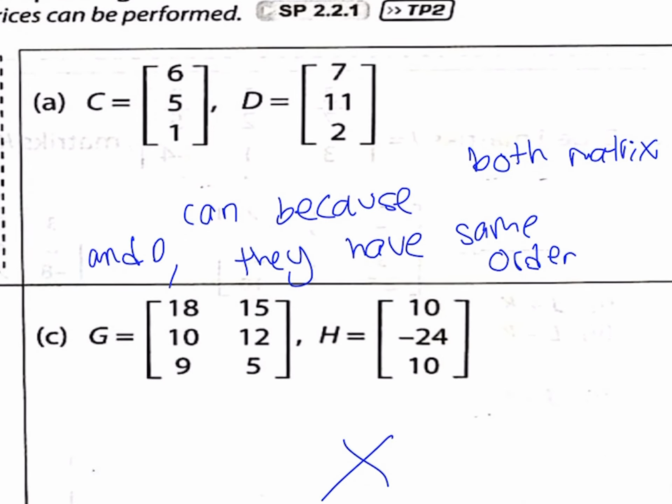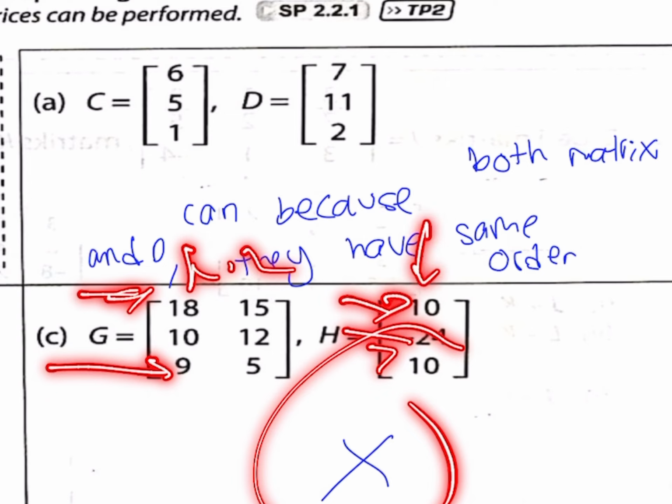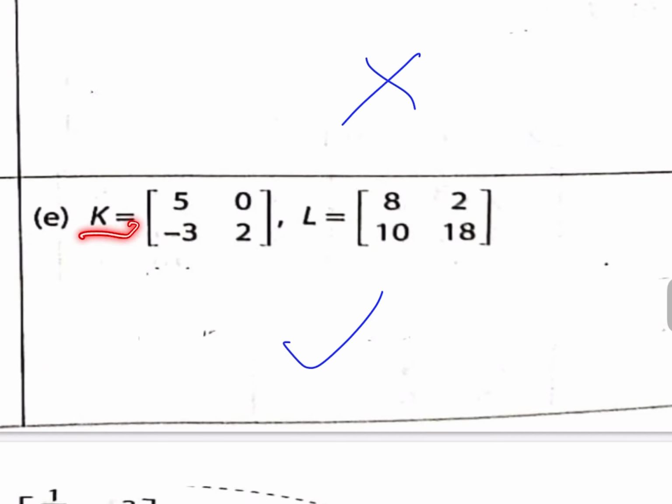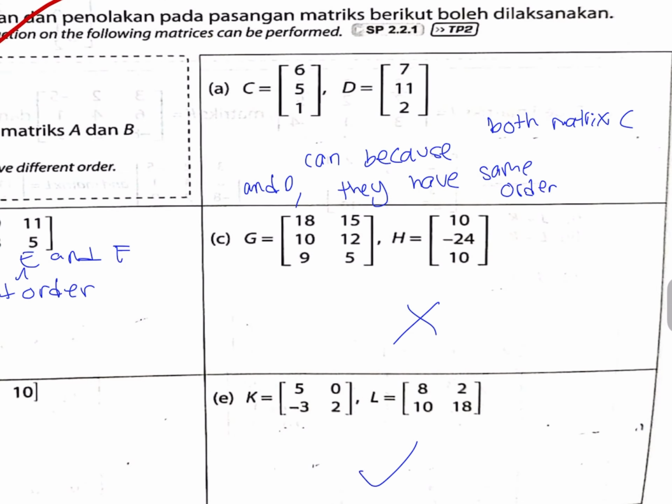Alright, so this one cannot. Why? This one is 3 times 2, but this one is 3 times 1. Right, so why can this one? Because it has 1, 2, 1, 2. This one is also 1, 2, 1, 2. This is 2 times 2, and this is 2 times 2. So, addition and subtraction can take place.